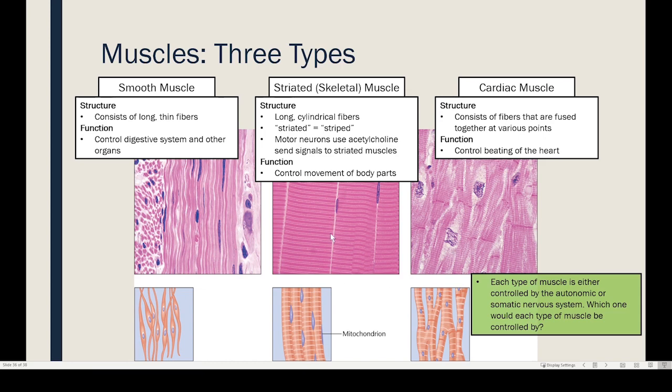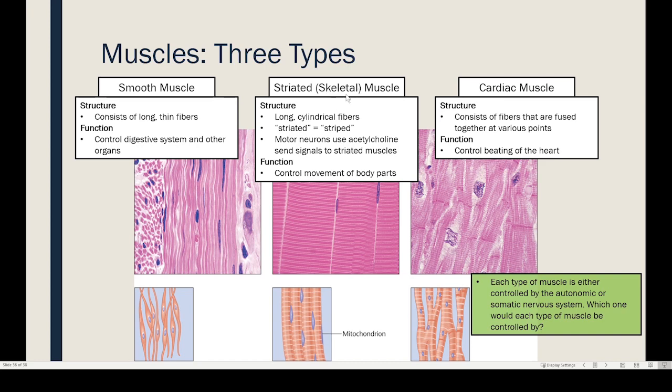And there are three general muscle types: smooth muscle, striated or skeletal muscle, and cardiac muscle. So the smooth muscle, remember, they all consist of muscle fibers, but in smooth muscle, they're these long, thin fibers. And you mostly find smooth muscle in the digestive system, controlling things like your intestines and other organs.